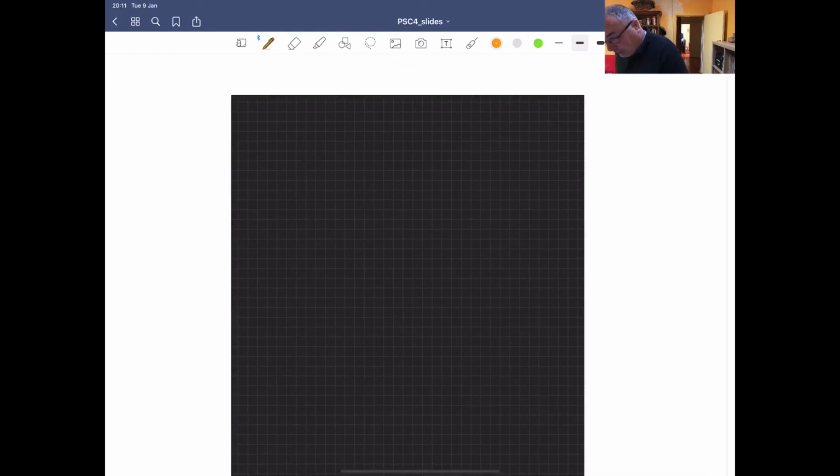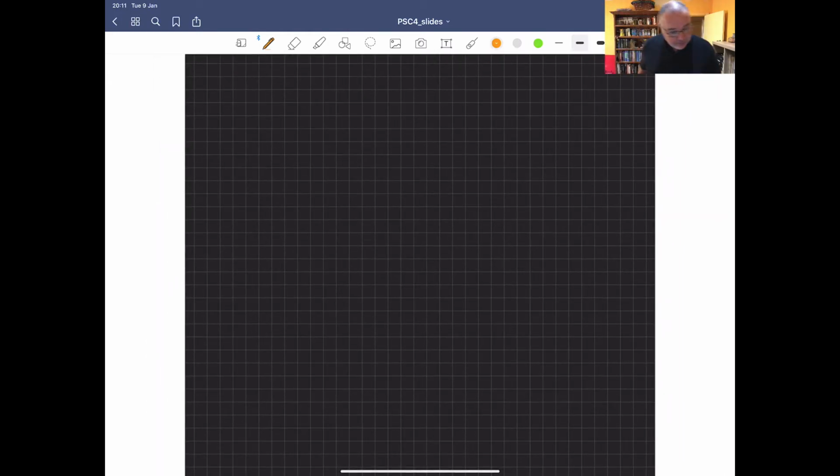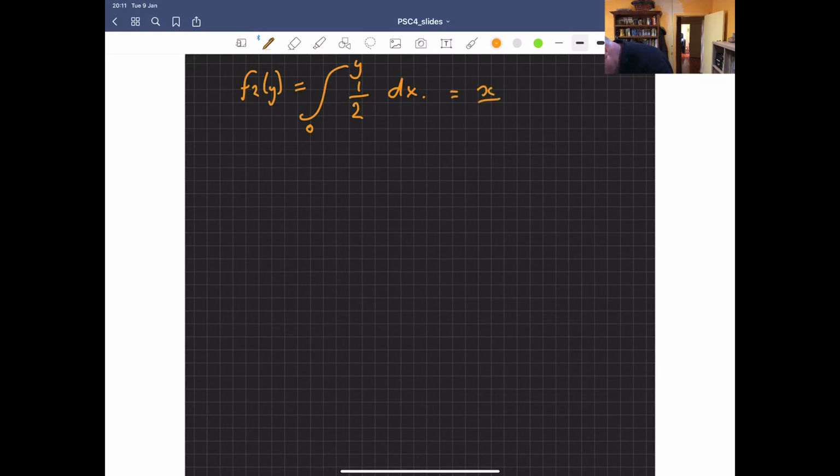So let's start by, first of all, working out the marginal distribution of y. So how do we do that? We are going to basically marginalize out x. So we write down our bivariate probability density function, and we know that x goes from 0 to y. So that is x over 2 from 0 to y. So that is going to give us y over 2 for y between 0 and 2.